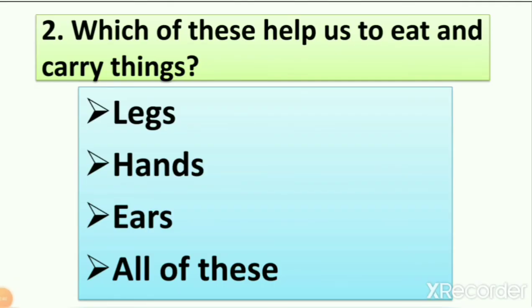So when we learn about hands, we learn that we are using our hand to eat. Remember, we see the pictures in which one boy is eating an apple, one boy is eating noodles with the help of a spoon, and the spoon is held in our hand. One mother is giving food to one small baby with the help of her hand. So it means our hand helps us to eat, right? And when we learn about hand, we also learn that with the help of hand, we carry things from one place to another place, right? We can hold a book, we can move our chair with the help of our hand. It means the answer is hand, right? So which of these help us to eat and carry things? The answer is hands. So we circle the hand, right?